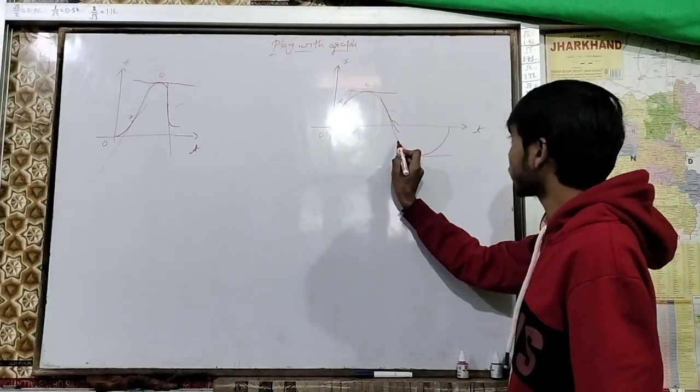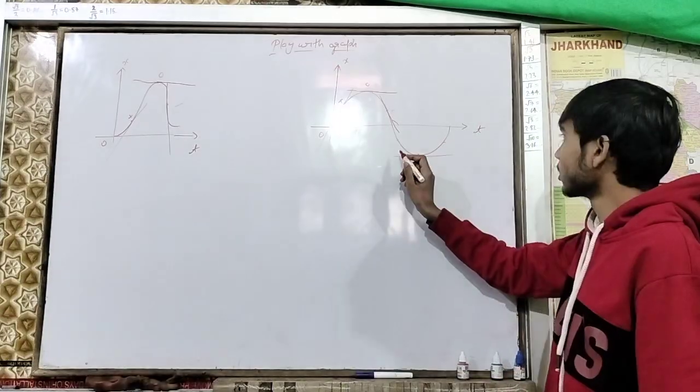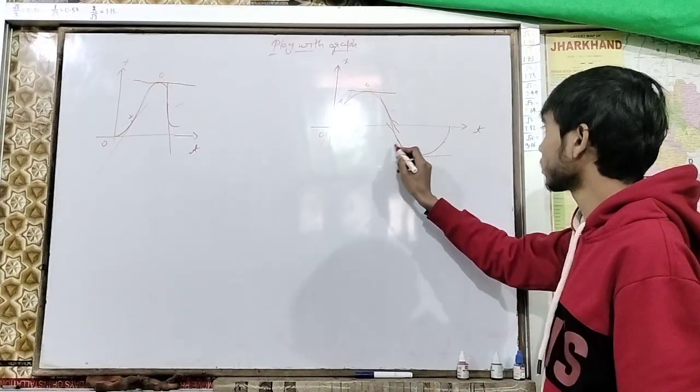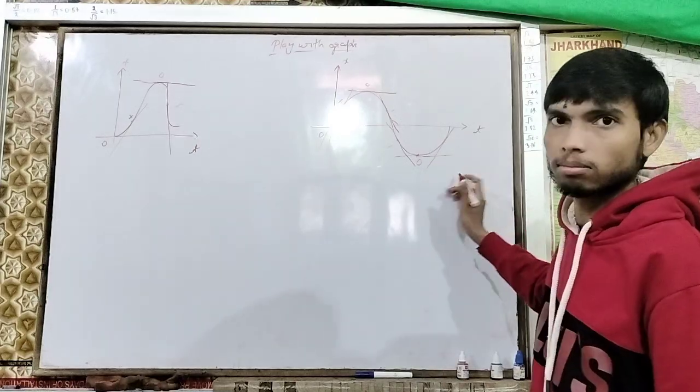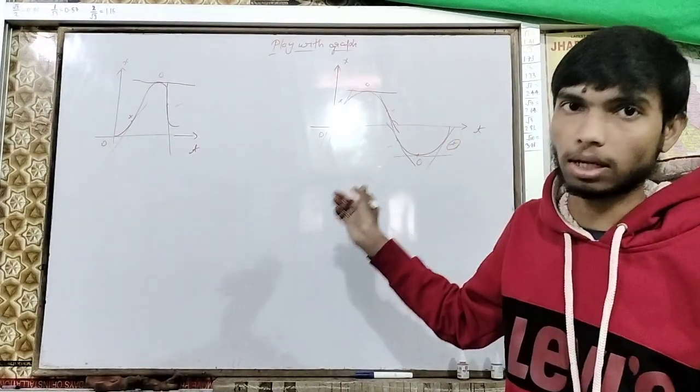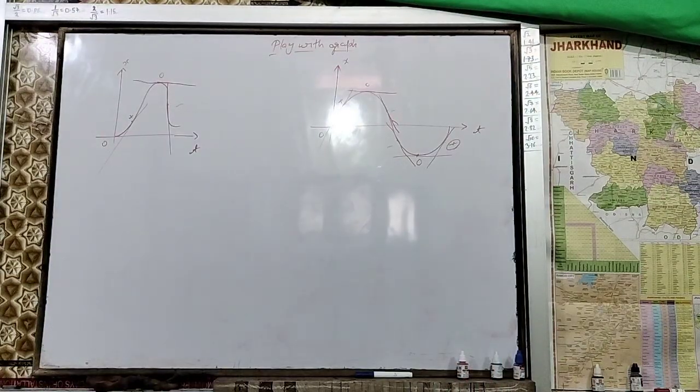Now, if you want to know what about this point and what about this point, just draw a tangent line. Here you are getting an obtuse angle, so this will be a negative slope. And here, just drawing a tangent line, you are getting a positive slope because the angle is acute. Now next figure.